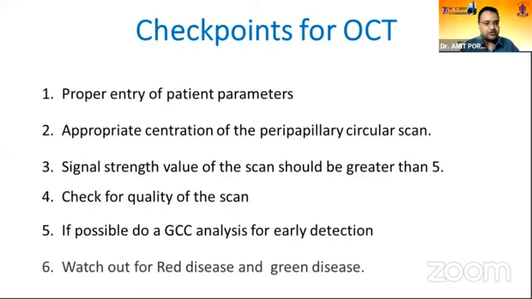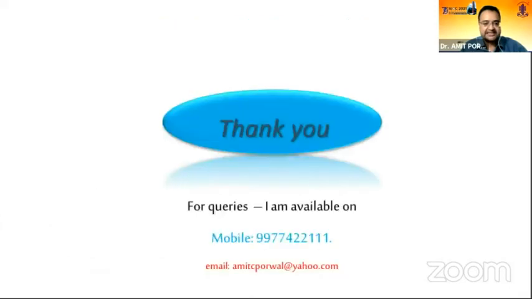Now, coming to the checkpoints for OCT, proper entry of the patient's parameters is very important, as we showed in the fields also. Ensure appropriate centration of the peripapillary circular scan if your machine does not have the autofocus option. Signal strength of a scan should be greater than 5, as I told you before, should be greater than 6. Check the quality of the scan. If possible, do a GCC analysis for early detection of glaucoma, and watch out for the red disease and the green disease. Thanks a lot for the precious time.